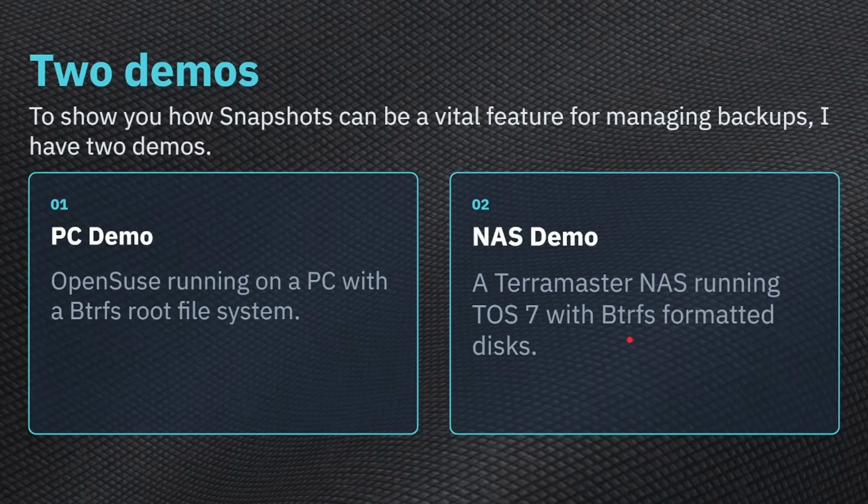So I'm going to give you two demos now. One, I'm going to give you a PC demo. I'm running OpenSUSE on a PC with a Btrfs root filing system. And then I'm going to show you a TerraMaster NAS running version 7 of their operating system with a Btrfs formatted disk, and both of them allow you to do snapshots based on the underlying technology that you get from Btrfs.